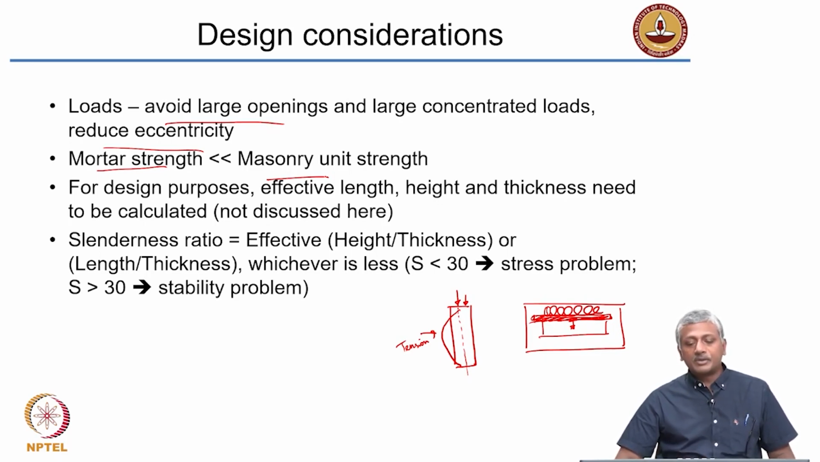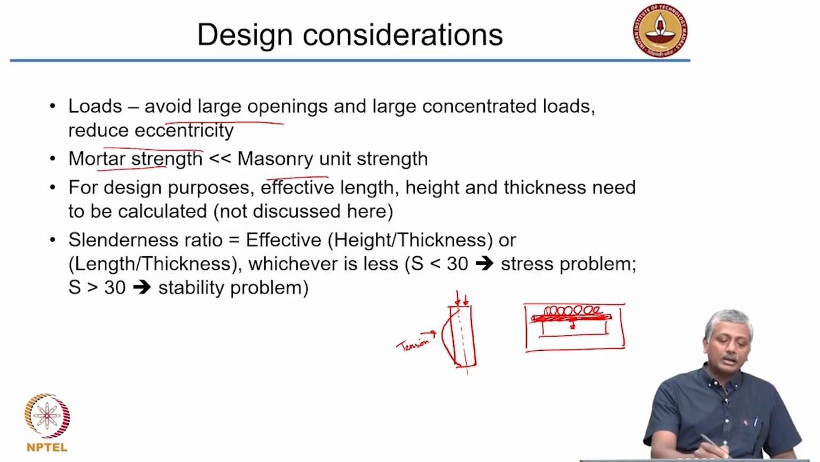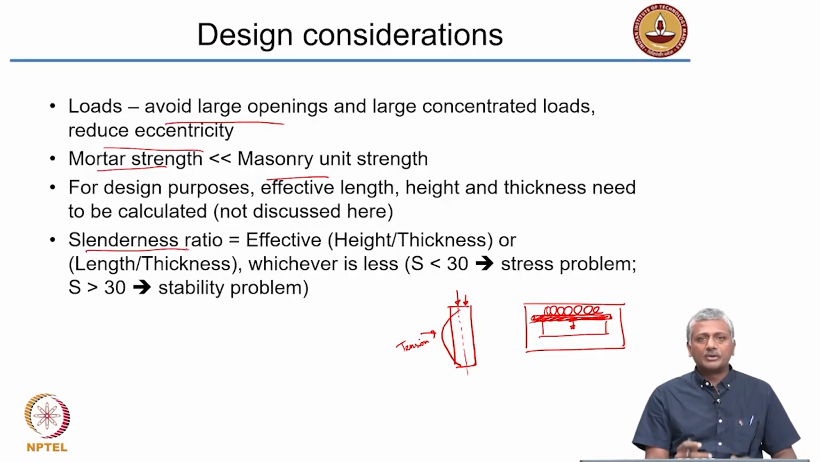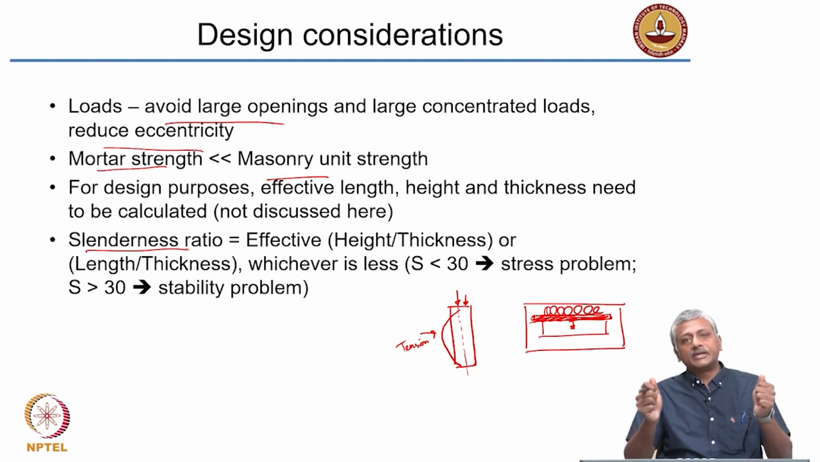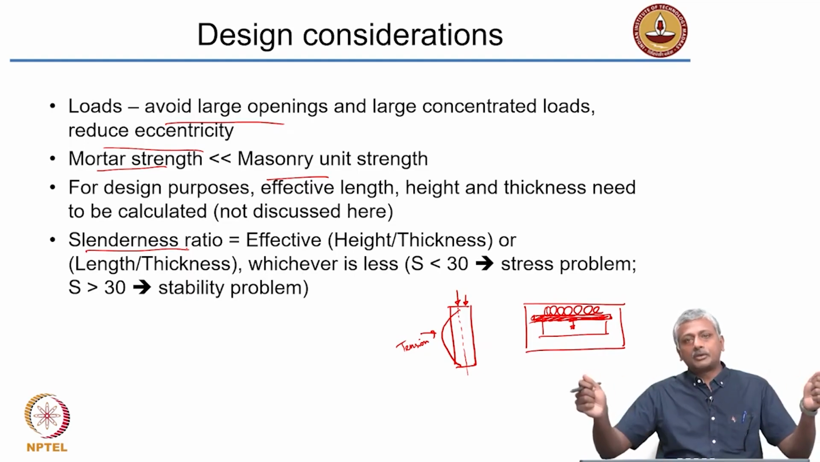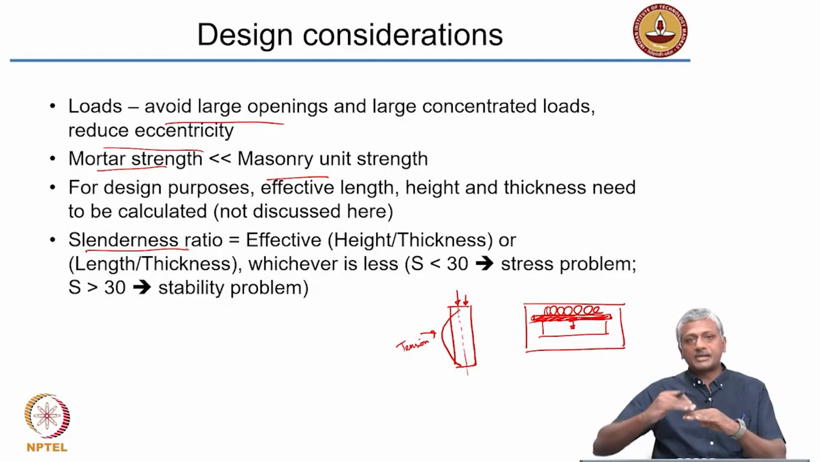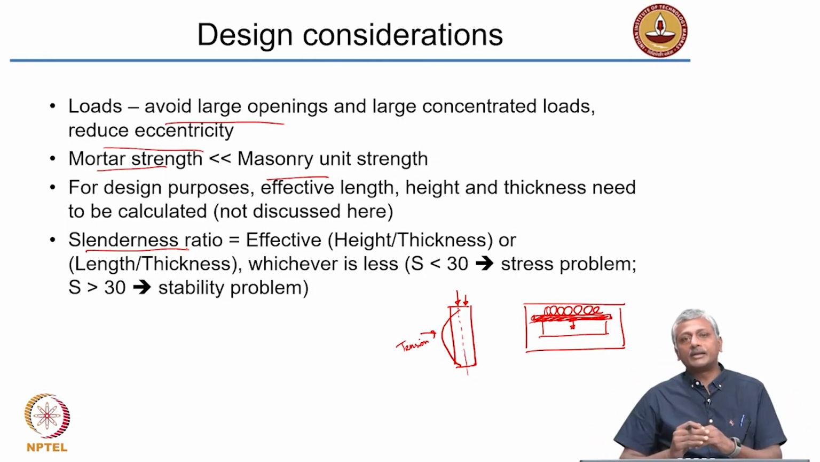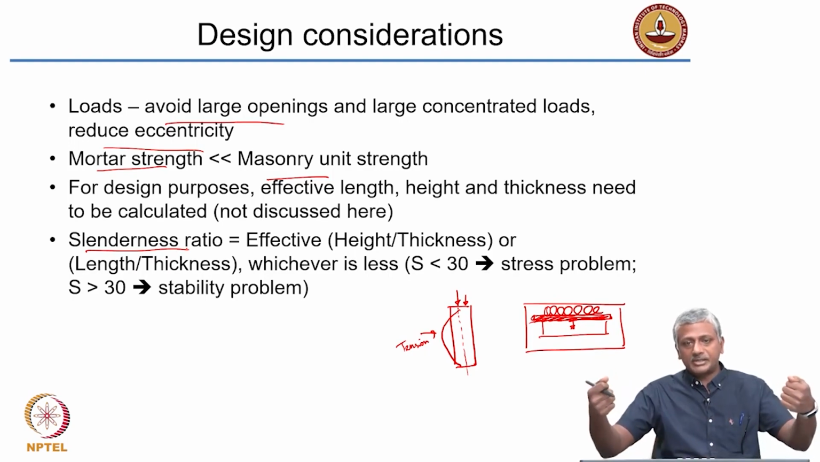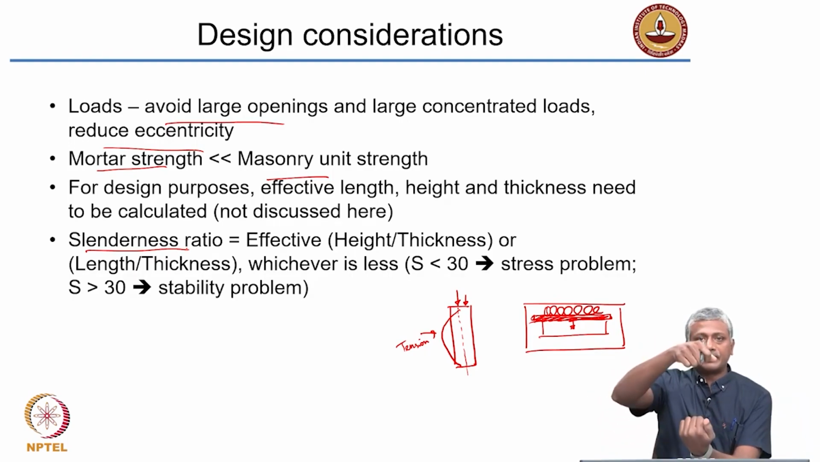And for design purposes, generally what we do is we calculate the effective length, height and thickness and calculate what is called the slenderness ratio. So if you think of a wall like a paper, right, you stretch the paper along the length, the length divided by the thickness of the paper is the slenderness ratio in the length direction. The height divided by the thickness of the paper is the slenderness ratio in the vertical direction. So the paper can be bent in this way or this way, right.